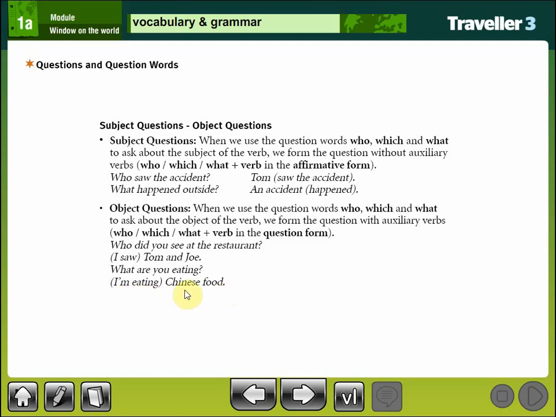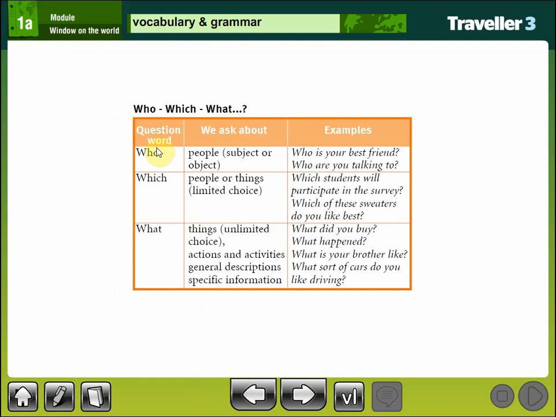I'm eating Chinese food. So from the formation of the question itself, you can tell if it's asking about the subject or the object. If the question is asking about the subject, you can see there are no modal verbs, no auxiliaries, no helping verbs. If the question is asking about the object, you can find the auxiliary verb. We talked about when to use who, which, and what. Who is mainly for people, subject or object, while which is for people and or things.